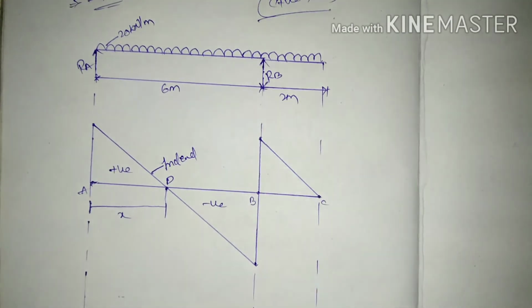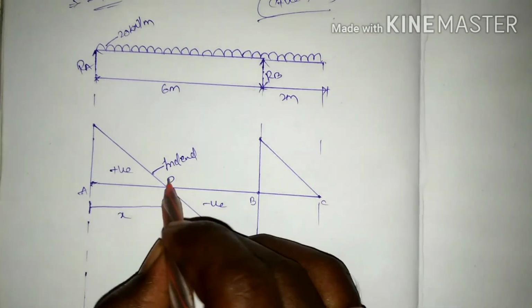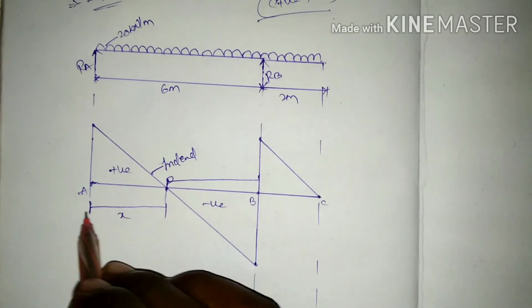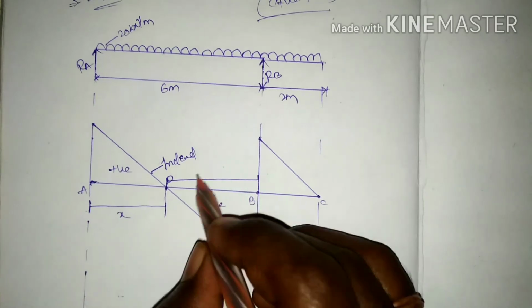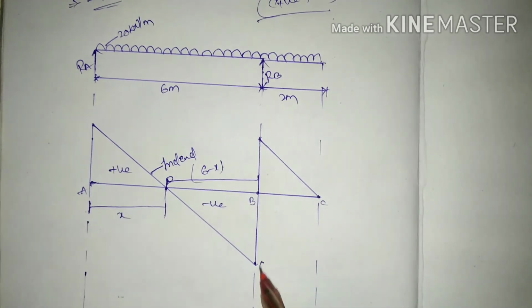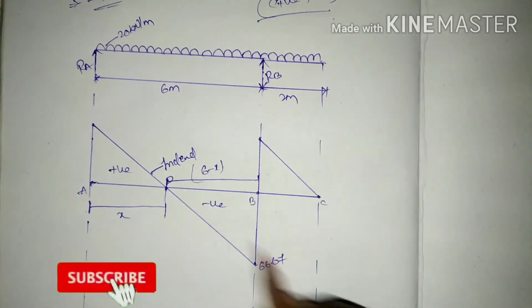We have also found the moment about B, and next we are left with only the moment about D. We don't know the distance. If I consider x as the distance from A to D, the remaining distance will be 6 minus x. Next, according to similar triangles, we are going to find the x distance.